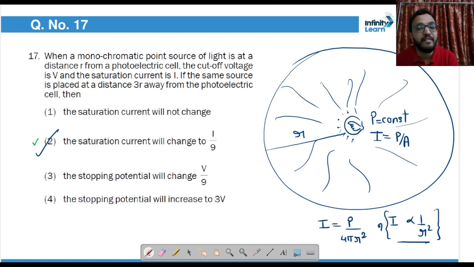Stopping potential changes if the energy of a single photon changes, right? But if you change the intensity of the light, that doesn't change the energy of the photon, that changes only the number of photons striking per second. And if you reduce the number of photons striking per second on the plate, then automatically the photoelectric current or photocurrent reduces. Clear?